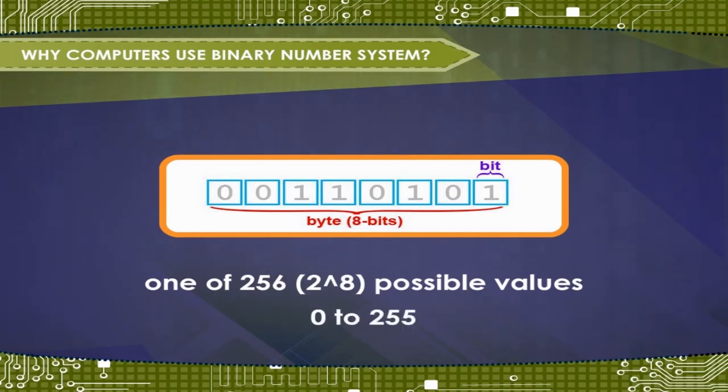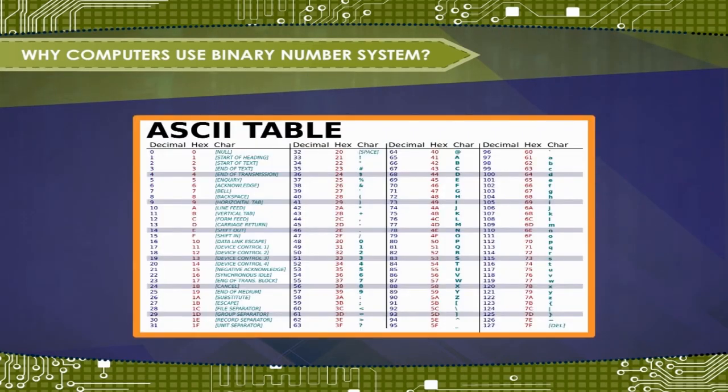These are good enough to represent all the printable and non-printable characters. The ASCII code was developed to represent all characters, including capital and small alphabets, numbers 0 to 9, punctuation marks, and any other special characters.